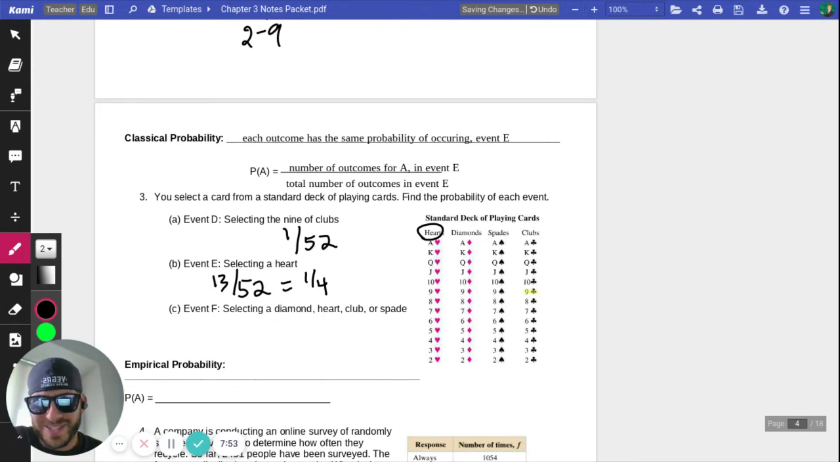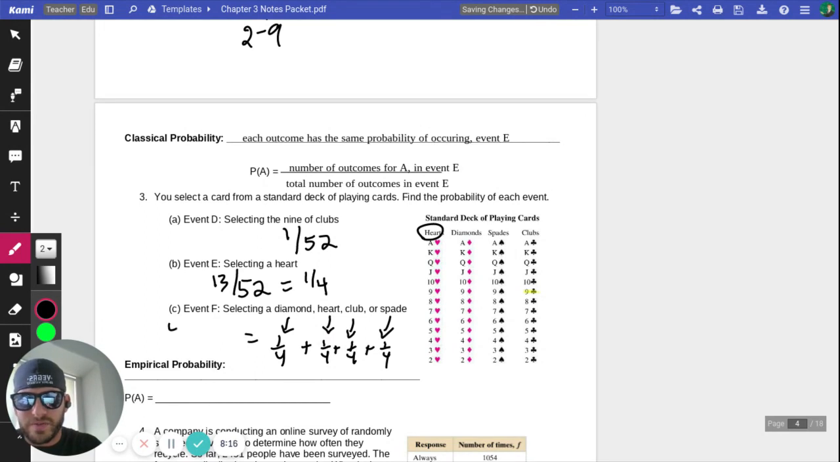Finally, event F, selecting a diamond, heart, club, or spade. That's every option, so everything is included there. So we can split this up if we want. We can say diamonds is going to be 1/4, hearts is 1/4, clubs is 1/4, spades is 1/4, and we can add all those together, or we can just say that that is 4 out of 4, or 100%.